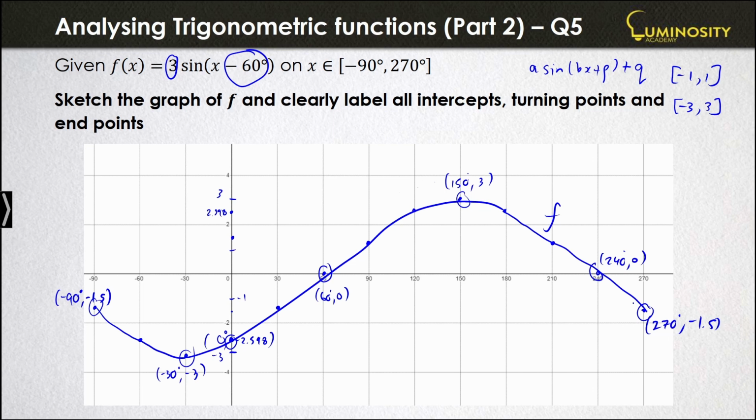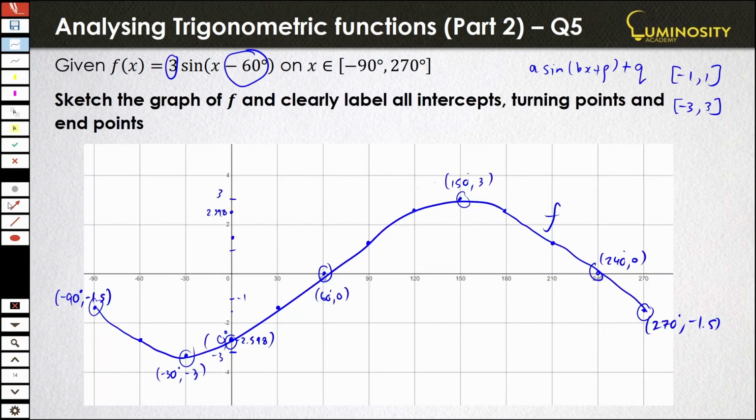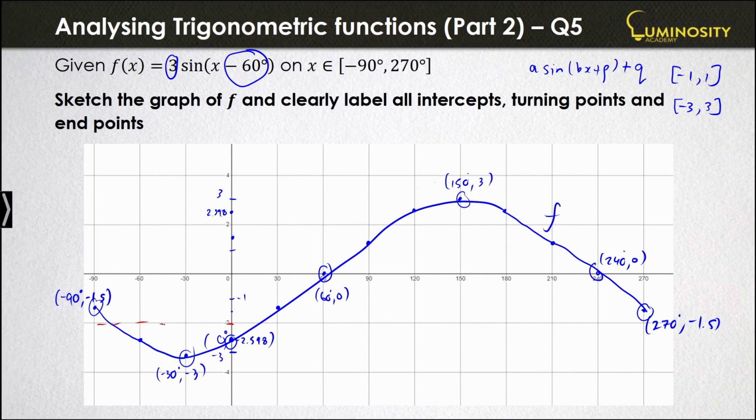All right. For which values is f of x equal to negative 2? So if we go to our diagram here, let's get a sense of how many solutions we will expect. So negative 2 is over here. So if I just draw the y equals negative 2 line on this graph, we expect 2 solutions. One that looks like it's going to be a positive number between 0 and 30 degrees, and the other one a negative number between negative 60 and negative 90 degrees. Okay, so let's go ahead and work those out.